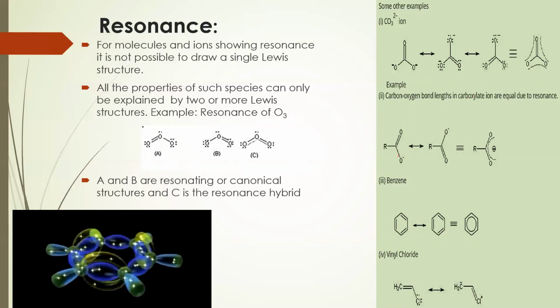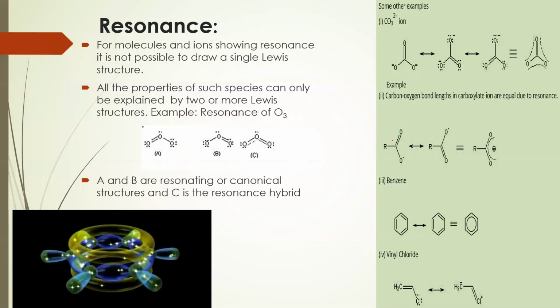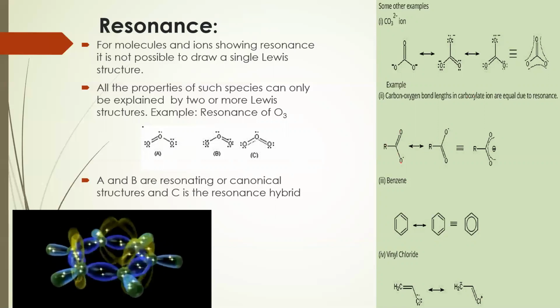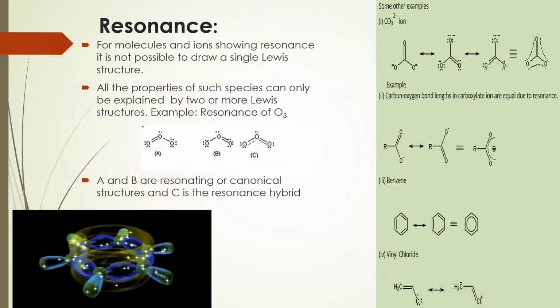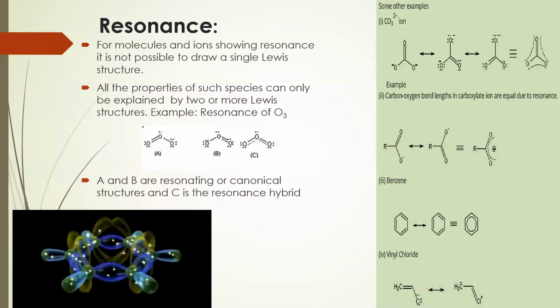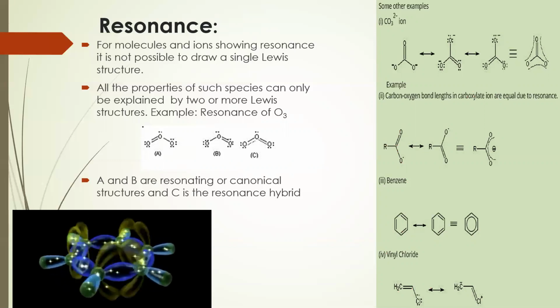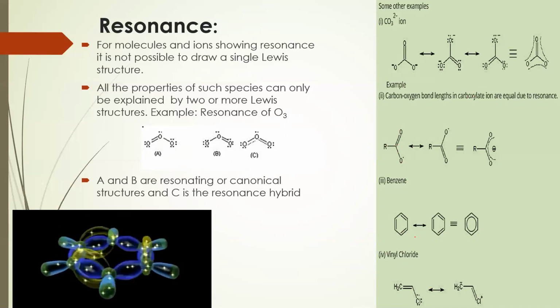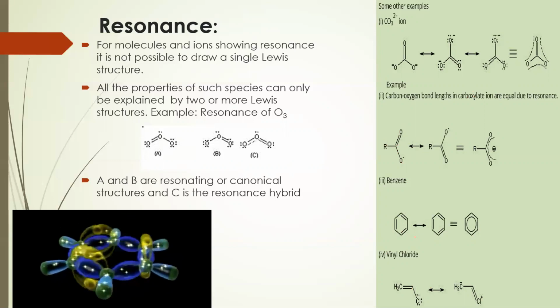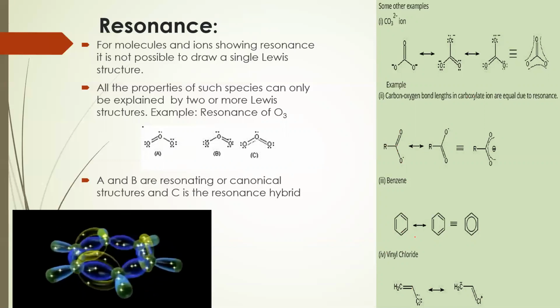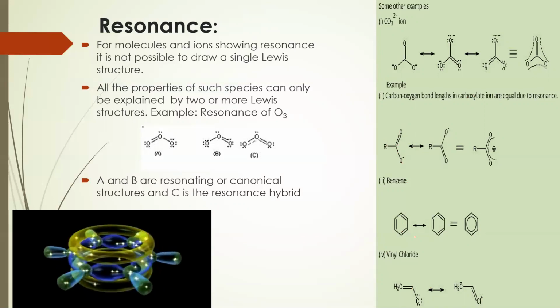Similarly, in the case of the carboxylate ion, RCOO minus, which is your carboxylate ion, and even benzene and vinyl chloride, that is CH2=CH-Cl. In ethene, if one hydrogen is replaced by chlorine, it is known as vinyl chloride.